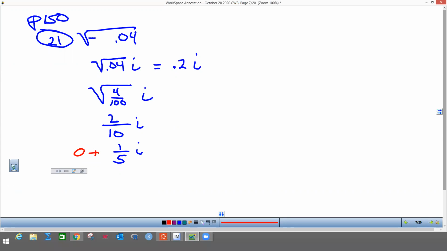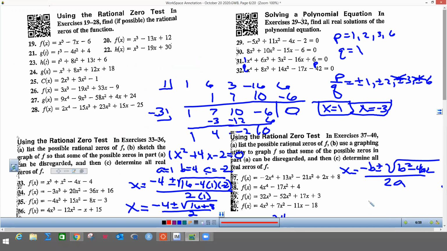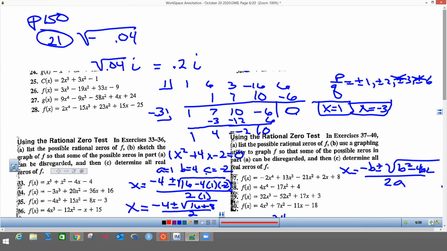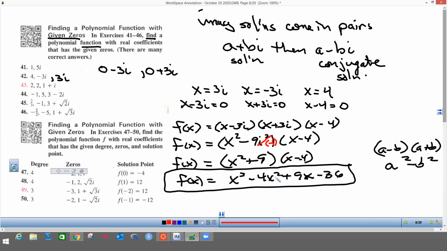All right, number 43 on page 162. I'm going to go do that one. So let's go over here to 43. Again, I'm going to do it just like I did this problem in class yesterday, exactly like this. You need to remember that a number and its conjugate are answers when you're talking imaginary.